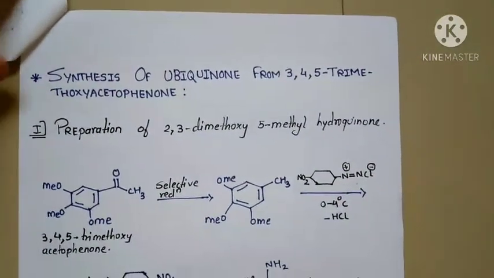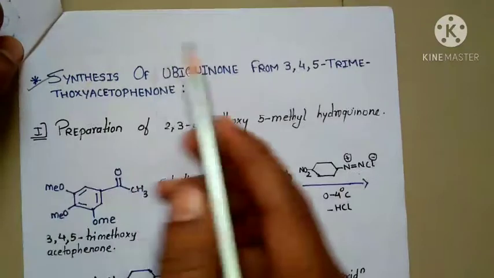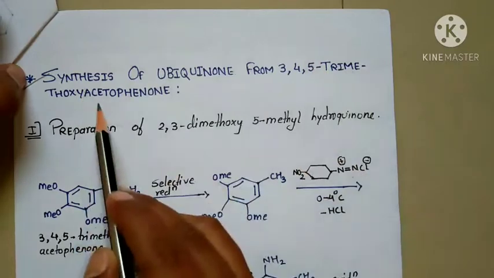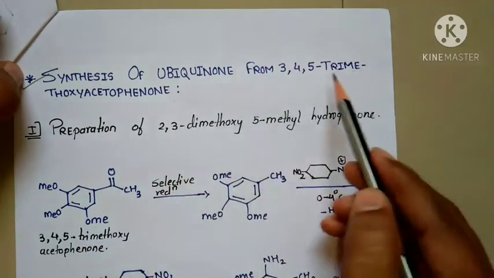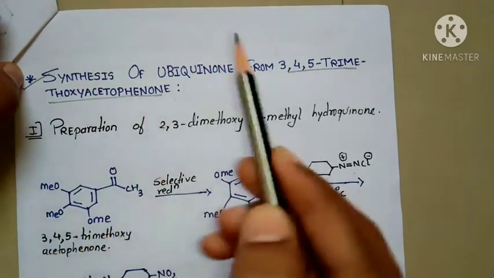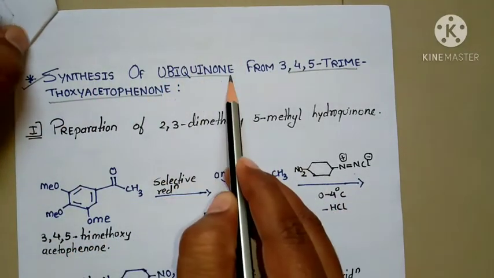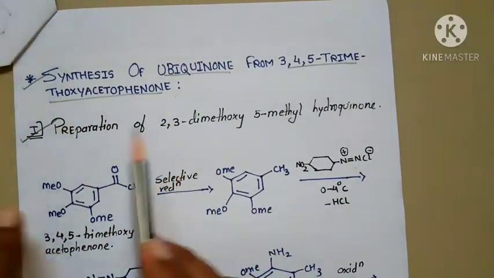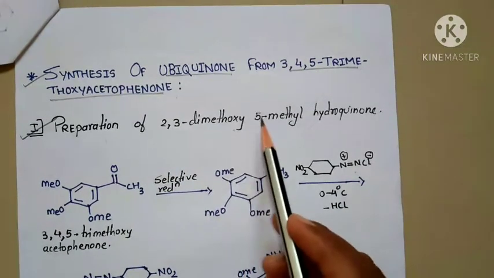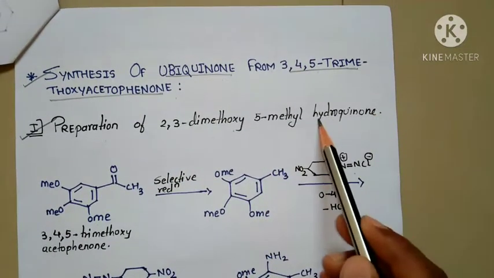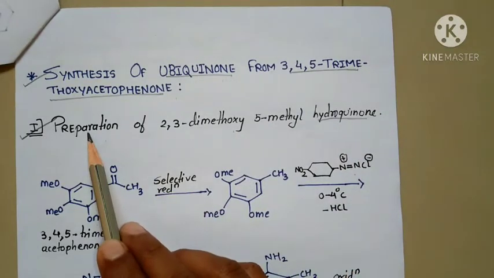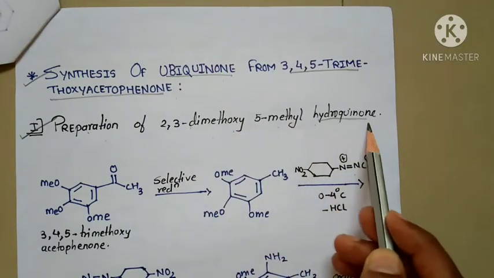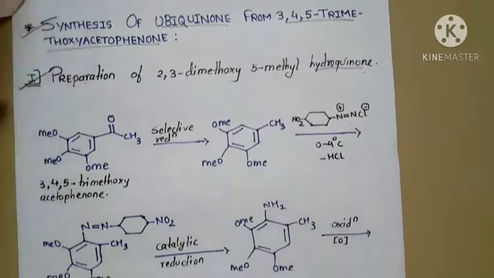Then our next part is synthesis of ubiquinone from 3,4,5-trimethoxyacetophenone. This is your reactant in synthesis of ubiquinone. Okay, so let us see step 1, preparation of 2,3-dimethoxy 5-methyl hydroquinone. First of all, we have to prepare in step 1 2,3-dimethoxy 5-methyl hydroquinone. So let us see how it is formed.